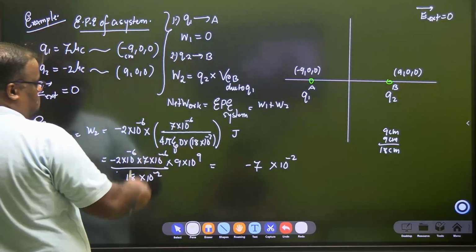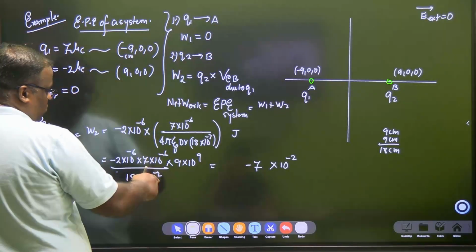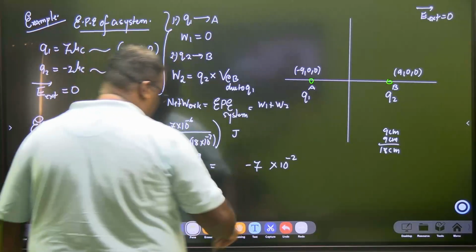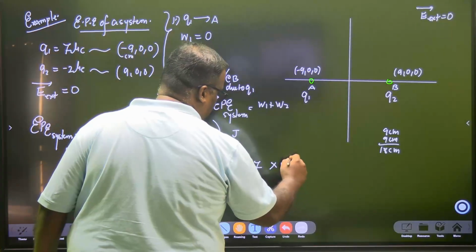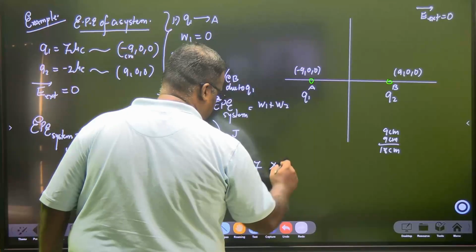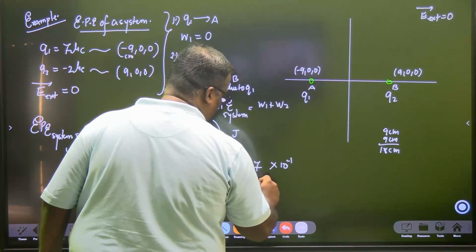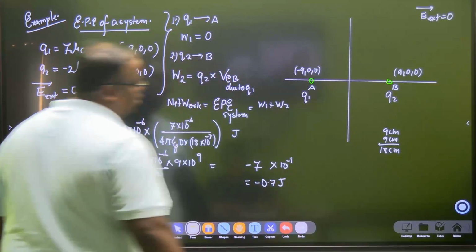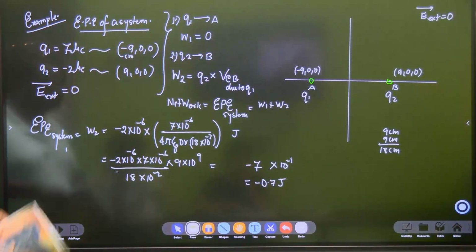Yeah. Minus 6 makes it minus 12. Minus 12 and this 2 will make it minus 10. Minus 10 and 9, which makes it minus 1. Sorry, it's minus 1, which is equal to minus 0.7 joule. Clear? This is the first part of the problem.